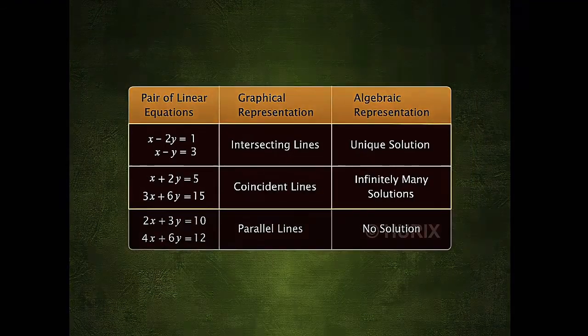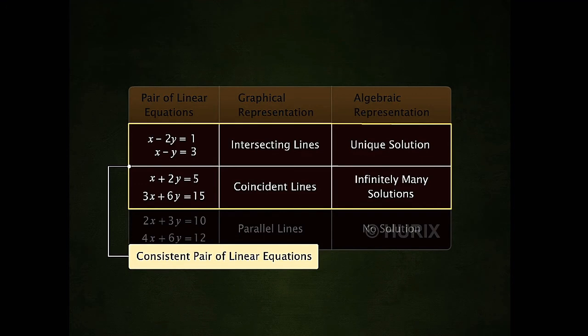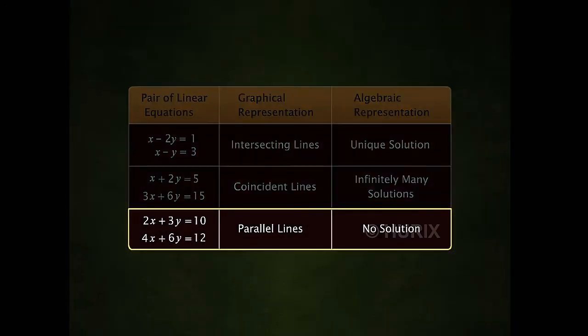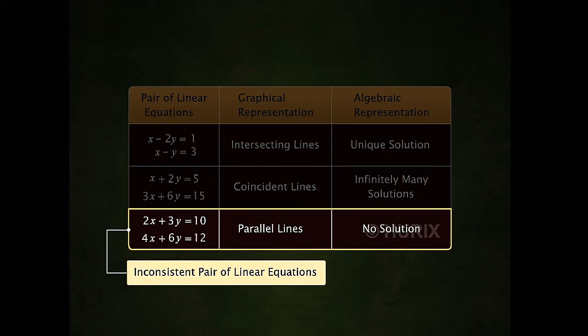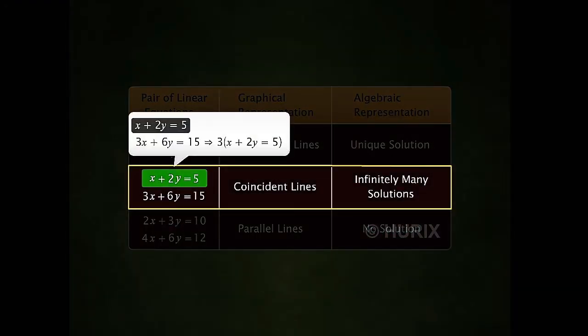Let's compare the ratios. In the first pair of linear equations, the lines are distinct and intersecting, and there is a unique solution. Next, in the second, all three ratios are equal. The lines are coincident, and there are infinitely many solutions for the pair of linear equations. And finally, the ratios a1 over a2 equals b1 over b2, which in turn is not equal to c1 over c2. The lines are parallel, and there is no solution. This means it is inconsistent.